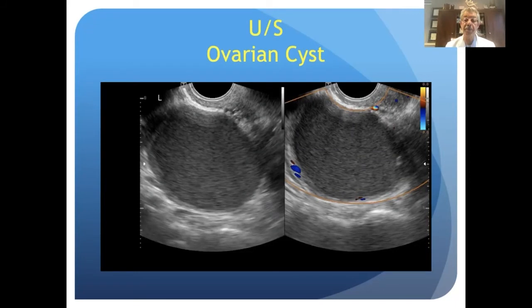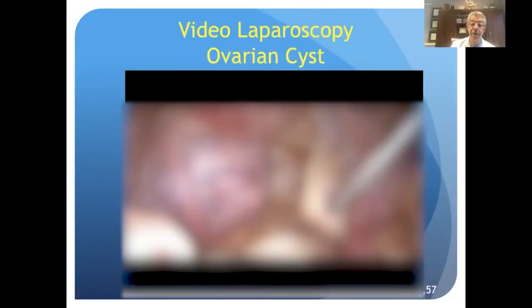I do my perioperative ultrasound evaluation myself, color Doppler evaluation, and it helps me identify where the vascularity of the ovarian cortex is and find the thinnest part of the cyst, as you can see on this, and away from the blood supply to the ovary.